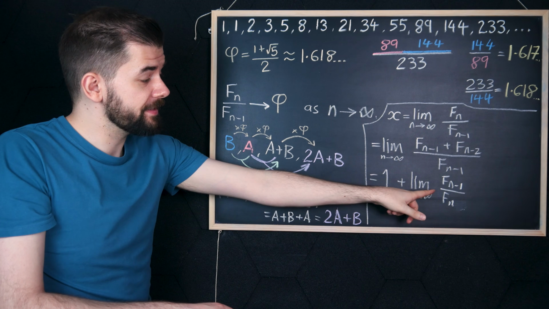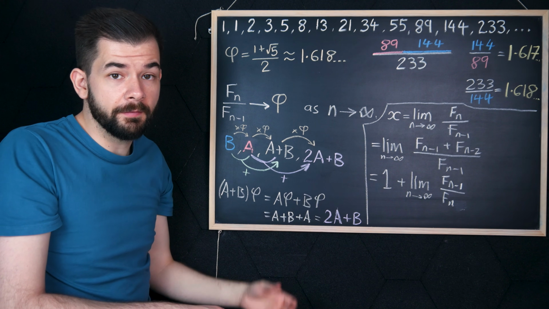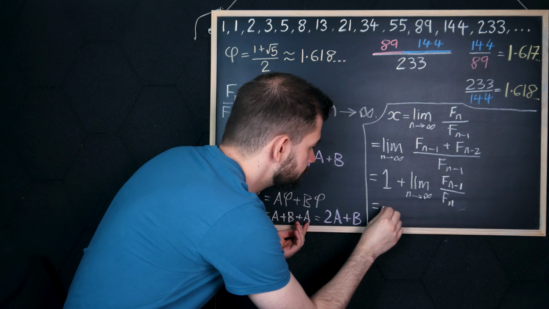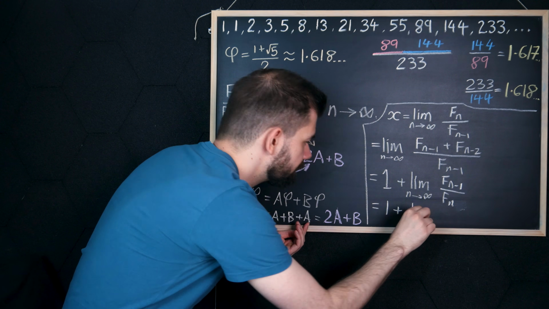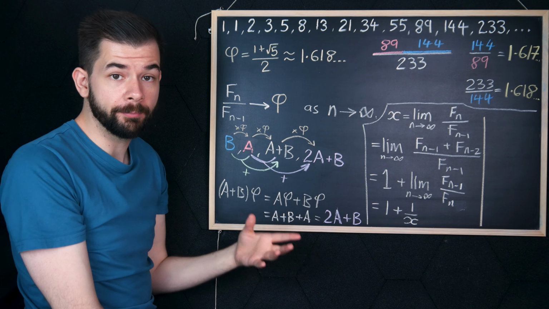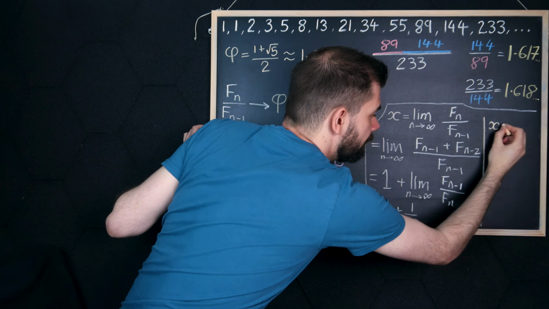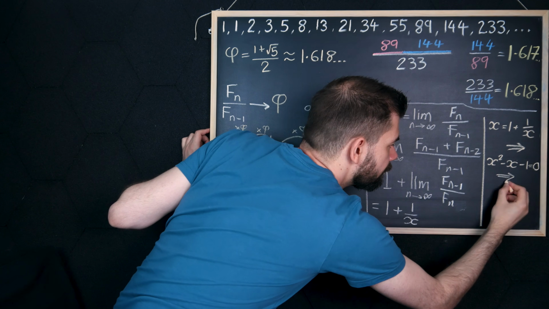Well, now note that this is the reciprocal of this. So we use the well-known property that the reciprocal of the limits is the same as the limit of the reciprocals, if the limit exists, which, trust me, it does. So when all is said and done, we have that x is equal to 1 plus 1 over x. This can be rearranged into the same quadratic equation we had earlier, and we know phi is the solution.